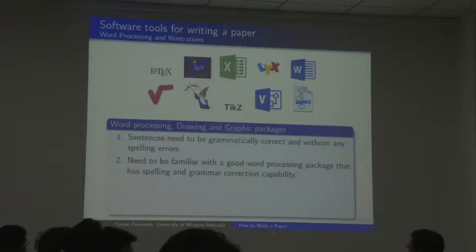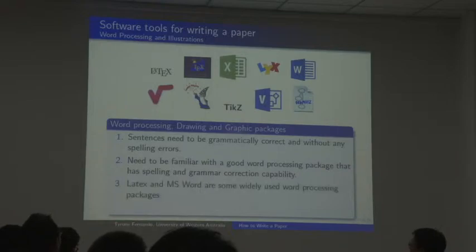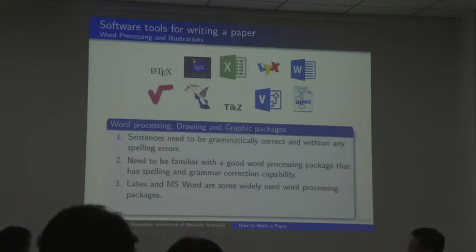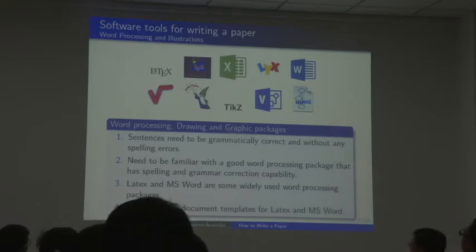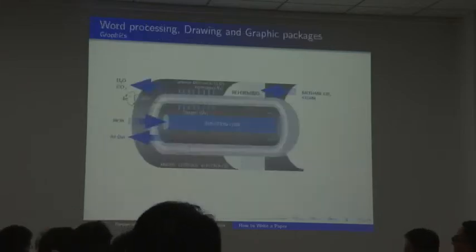Because the paper won't look good if it has any errors. In fact, the paper should not have any errors at all. It should be perfect in terms of no spelling error, no grammatical error. So you need to spend a lot of time to make sure everything is perfect. Yeah, it has to be like that. And LaTeX and MS Word are some widely used word processing packages because there are a lot of templates available. You can download these templates from the internet, and people do use them. But as I said, my preference and recommendation would be to use something like LaTeX.